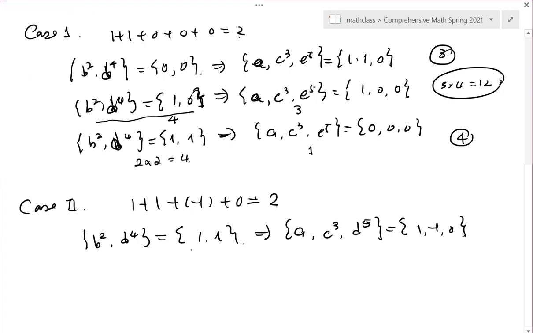So how many solutions are you going to get here? 4. Why is it 4? b equals plus or minus 1, d equals plus or minus 1, right? And how many solutions are you going to have for the rest? Well, you just permute those three numbers, so the total will be 6. 6 solutions. Then 4 times 6, you're going to get 24 in total.